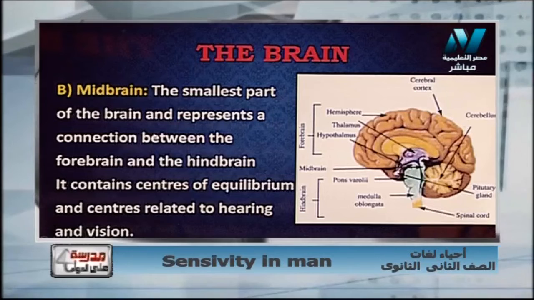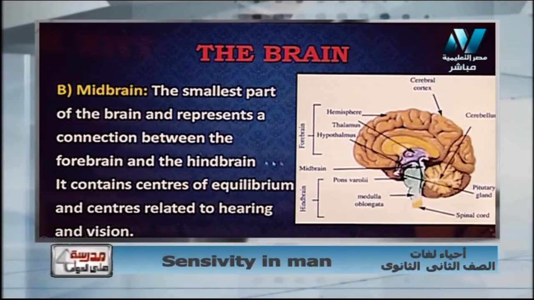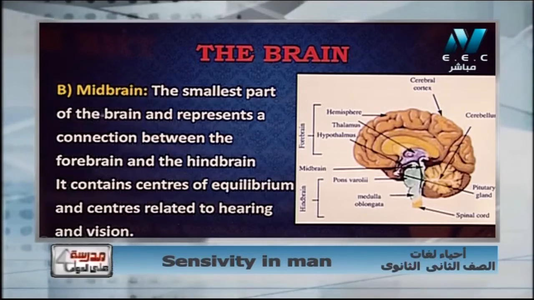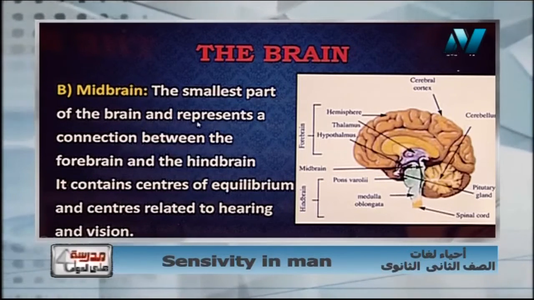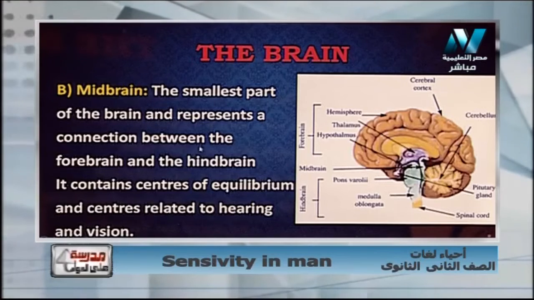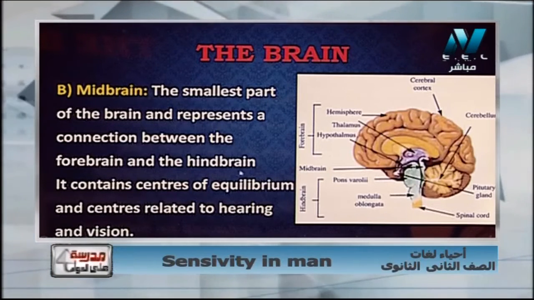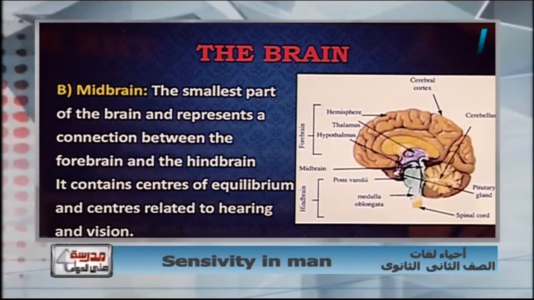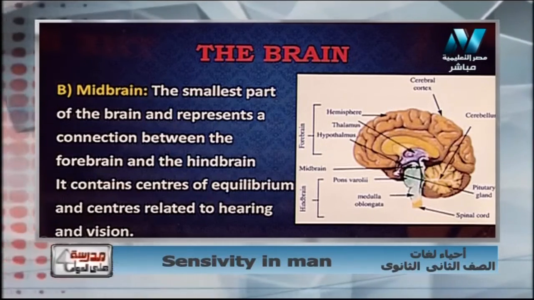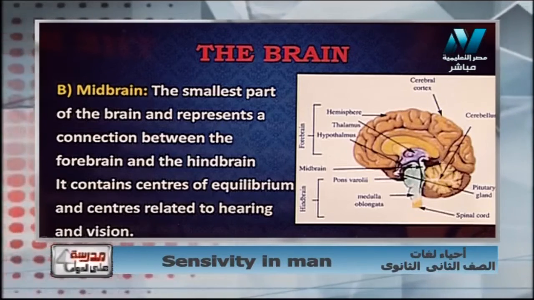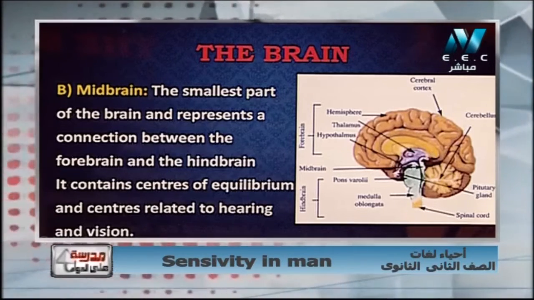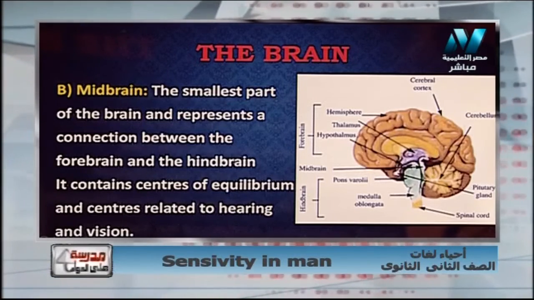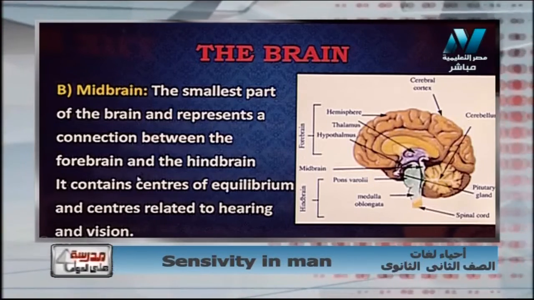This is the forebrain. What about the midbrain? The midbrain is the middle part of the brain. It is the smallest part of the brain and represents a connection between the forebrain and the hindbrain. Where is the forebrain? The forebrain is the two hemispheres and the cortex. What's the hindbrain? Yes, the back. So the midbrain is the middle part of the whole brain.